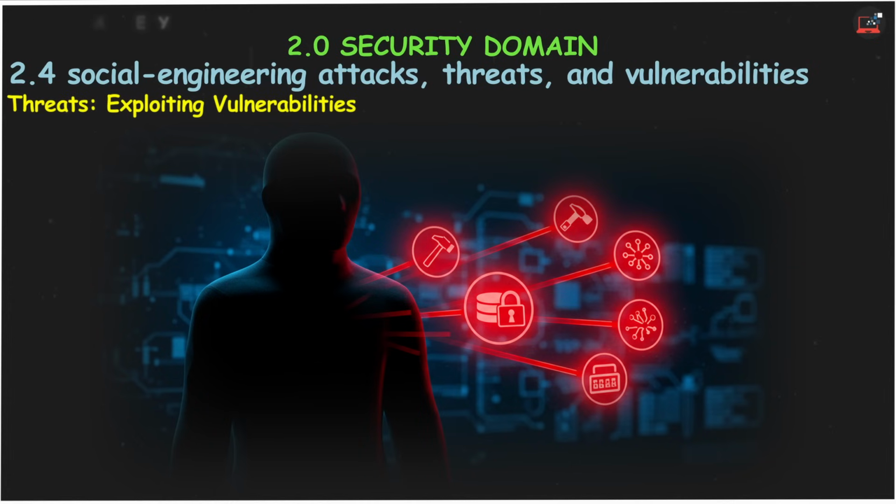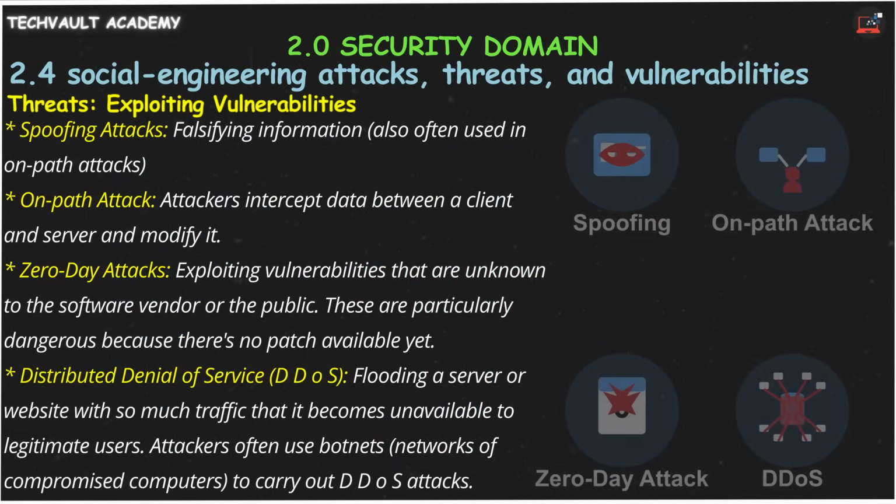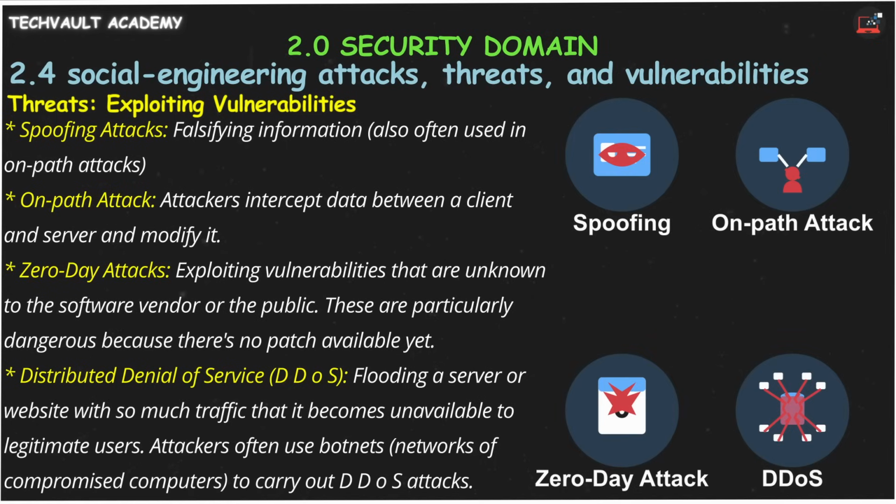Threats, exploiting vulnerabilities. Threats are the specific ways attackers try to harm systems or steal data. Spoofing attacks, falsifying information, also often used in on-path attacks. On-path attack, attackers intercept data between a client and server and modify it. Zero-day attacks, exploiting vulnerabilities that are unknown to the software vendor or the public. These are particularly dangerous because there's no patch available yet.